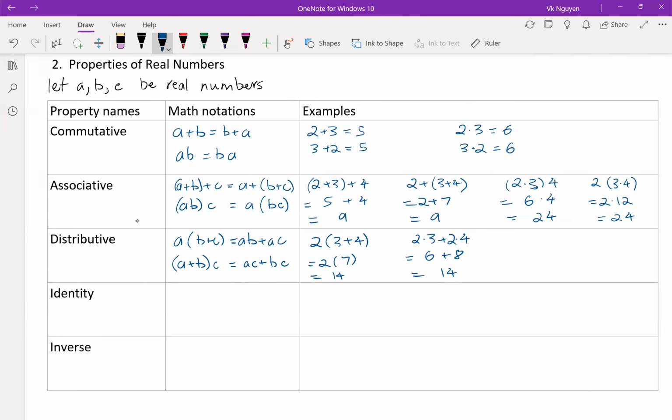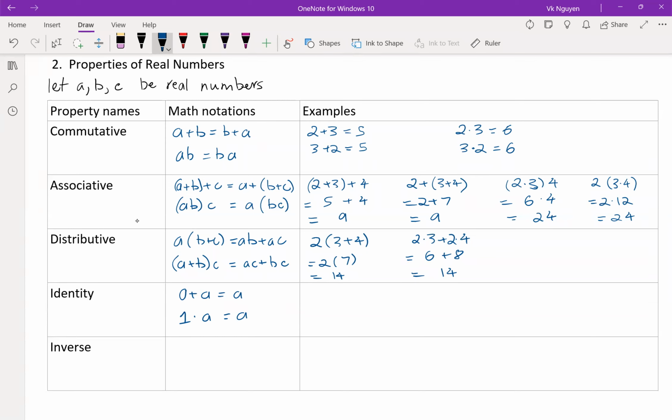Identity. 0 plus a real number is that real number. 1 multiplied by a real number is that real number. 0 is the additive identity. 1 is the multiplicative identity.